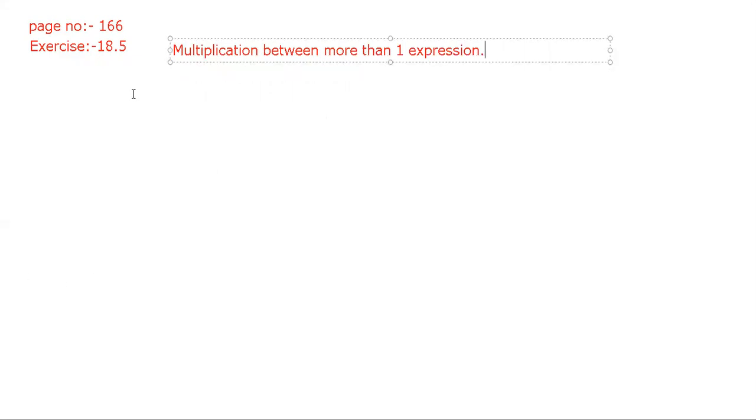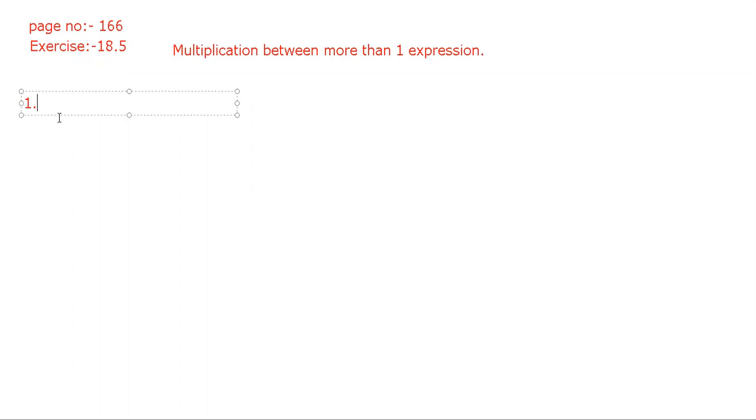Okay, let's start from question number one. Question number one is very easy. Express each of the following expressions in the form in which there is a sign of multiplication. So we need to multiply. A into B is equal to AB.